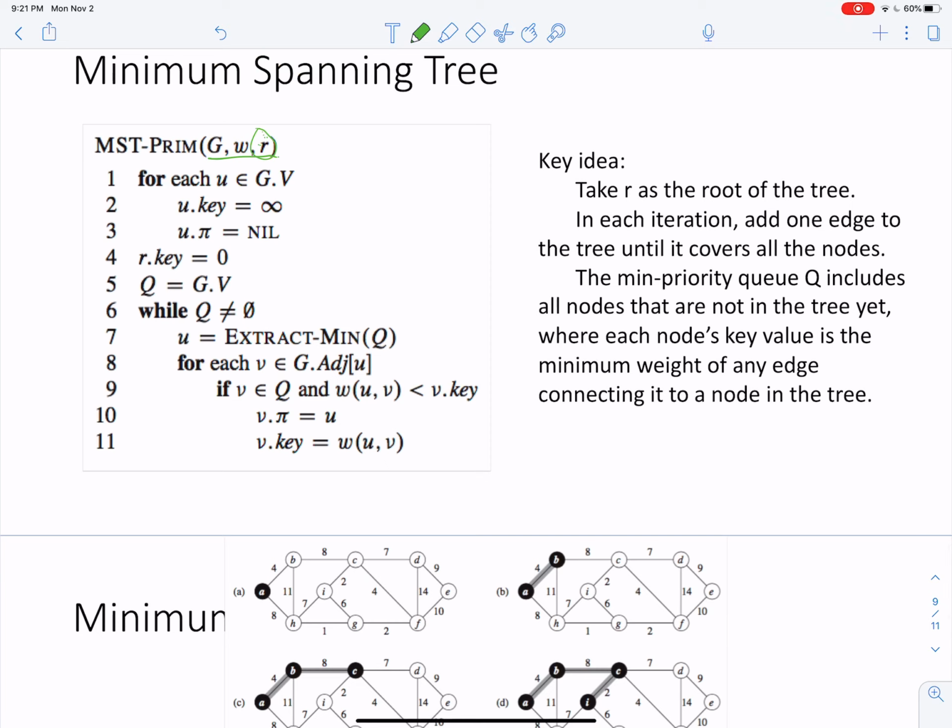What this algorithm does is that first, for each node in the graph, we associate it with a key that is infinity. And then we associate each node with a pi, which is the parent, that is nil. And for the root node, we associate it with a key that is zero. And then we create a queue. So here, the queue that we create is named priority queue, okay? So this is a special type of queue.